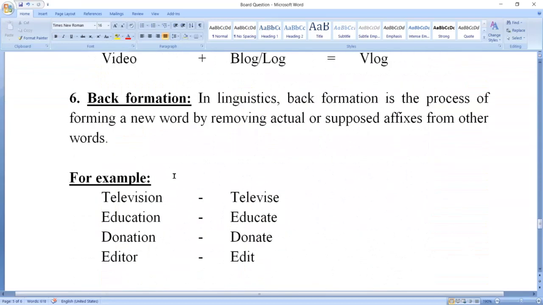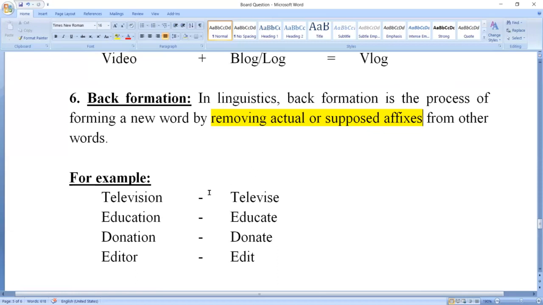Now the sixth system of making new words is backformation. So what is backformation? In linguistics, backformation is the process of forming a new word by removing actual or supposed affixes from other words. So think about this: in our previous rules, we added suffixes or prefixes and made new words. But this is the opposite system, where we remove the suffixes or prefixes from a particular word, and then we make new words.